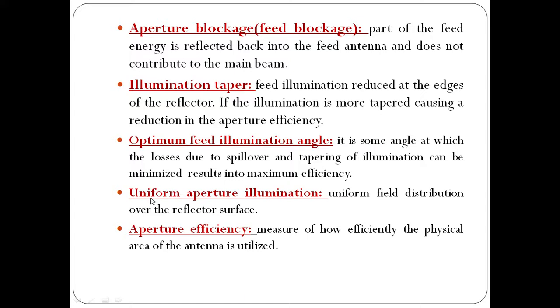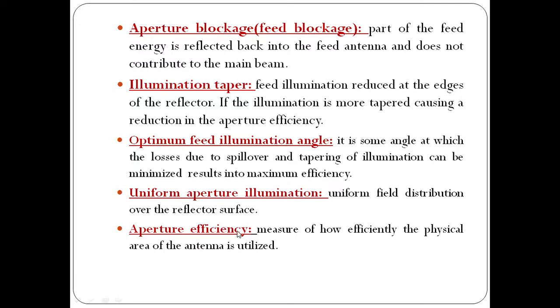What is called uniform aperture illumination? If there is a uniform field distribution over the reflector surface, where the phase and the magnitude, or amplitude, distribution of the field is uniformly distributed across the aperture, then it is called uniform aperture illumination, where the effective aperture is approximately equal to the physical aperture.